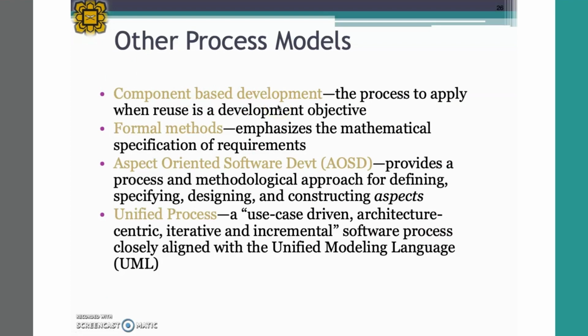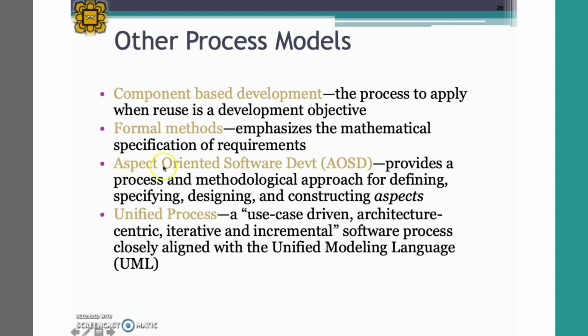So they have different kinds of models to represent their software process. Okay, same goes for formal methods. Formal methods emphasizes mathematical specification for requirements. Instead of representing requirements in natural language or in terms of model driven, they use mathematical specification. So this is important for complex systems where you cannot allow any incorrect behavior.